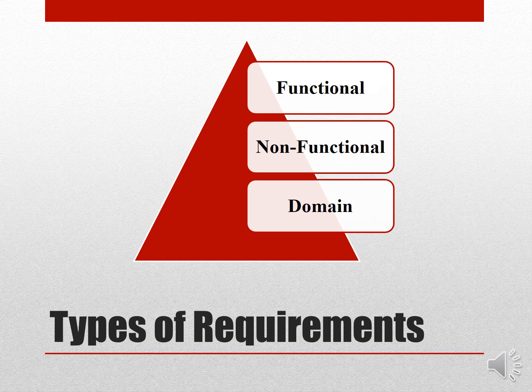The requirements are classified into three categories. First one is the functional requirement, second one is the non-functional requirement, and the last one is the domain requirement. IEEE defines the functional requirement as a function that a system or component must be able to perform. These requirements describe the interaction of software with its environment and specify the inputs, outputs, external interfaces, and various functions that should be included in the software.